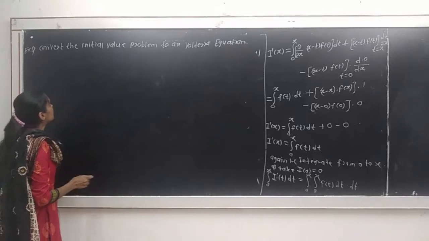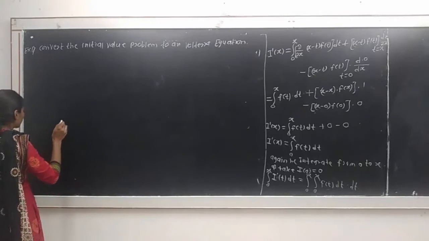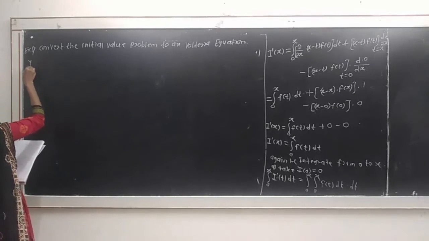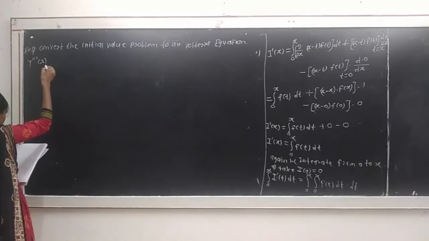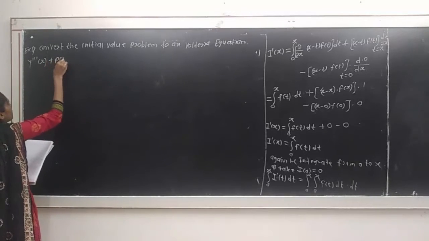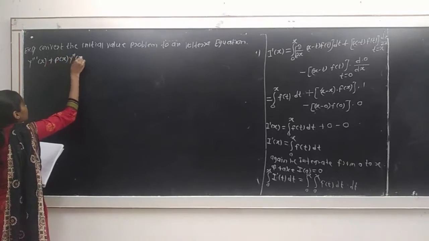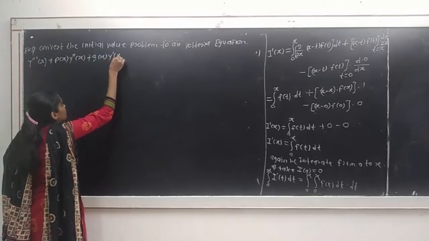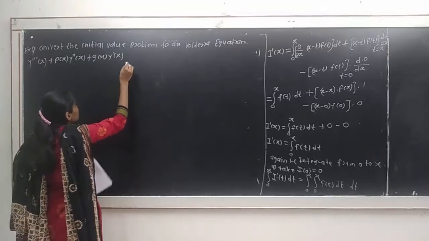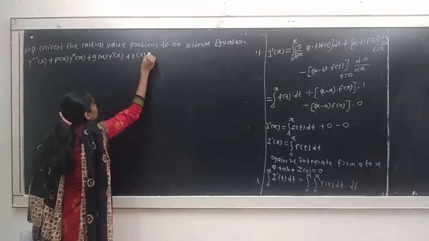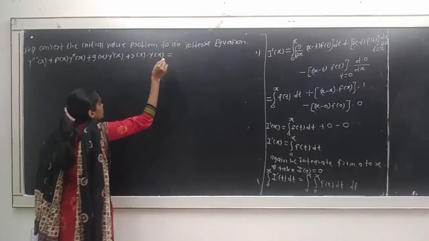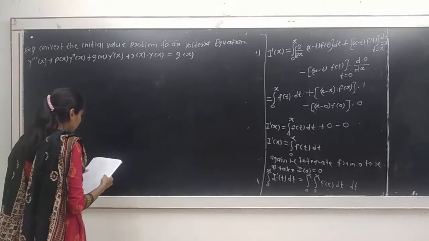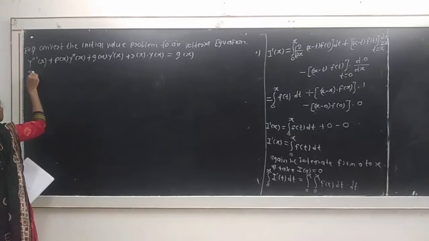First, we take a general example of an initial value problem. That is, the initial value problem is y triple dash of x plus p of x into y double dash of x plus q of x into y dash of x plus r of x into y of x is equal to g of x, subject to the initial conditions.